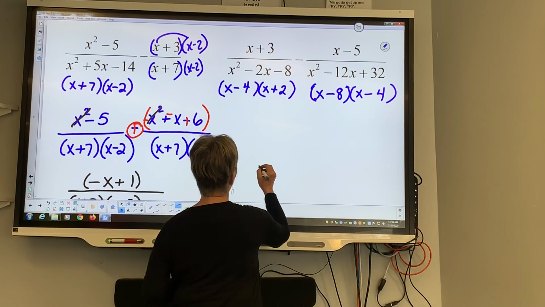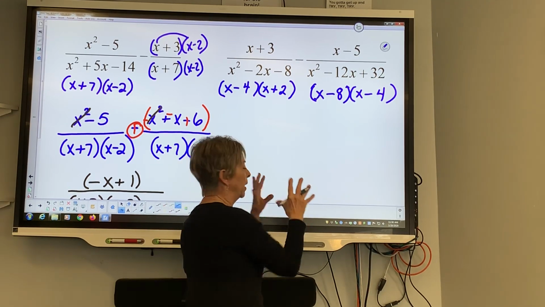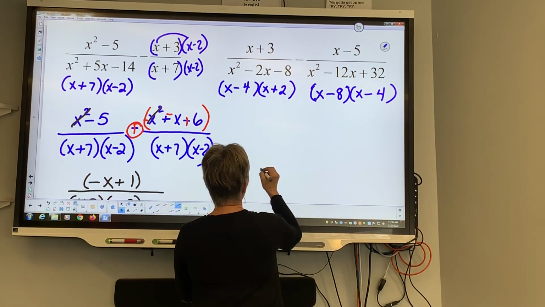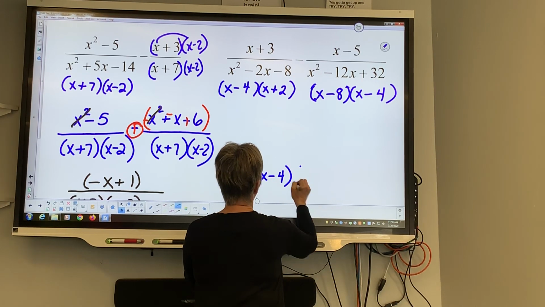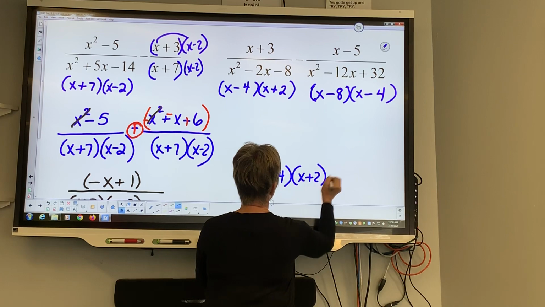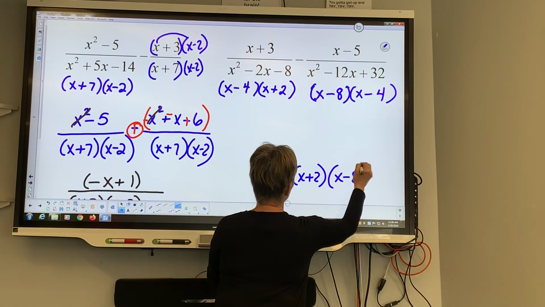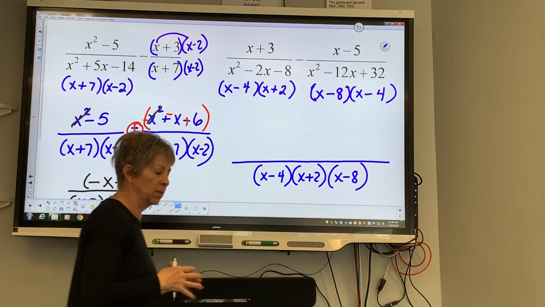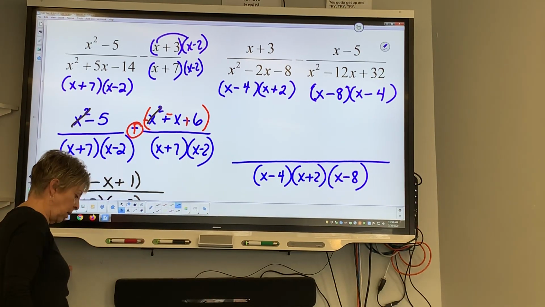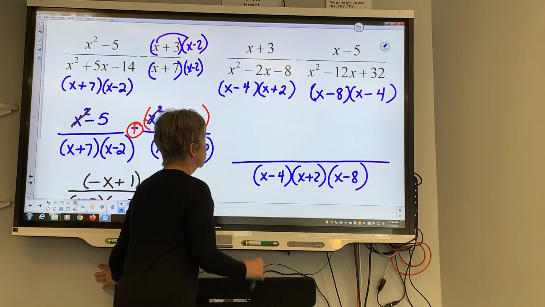So this one's going to be kind of a stinker because our least common denominator is going to be what? I'm going to do this a little differently because of the room here. My least common denominator is going to have 1x minus 4, 1x plus 2, and an x minus 8. And since I'm going to combine these two fractions into one eventually, I'm just going to put them over 1 right now.